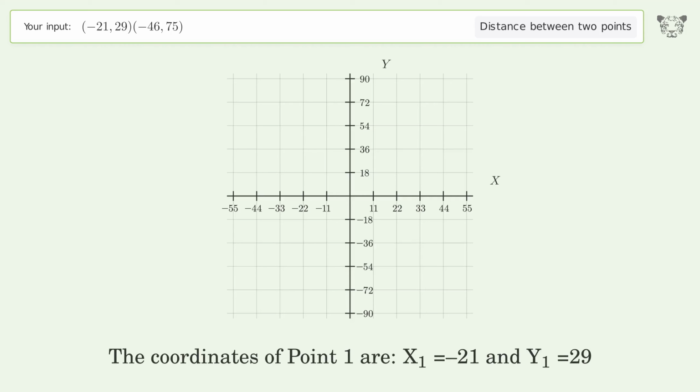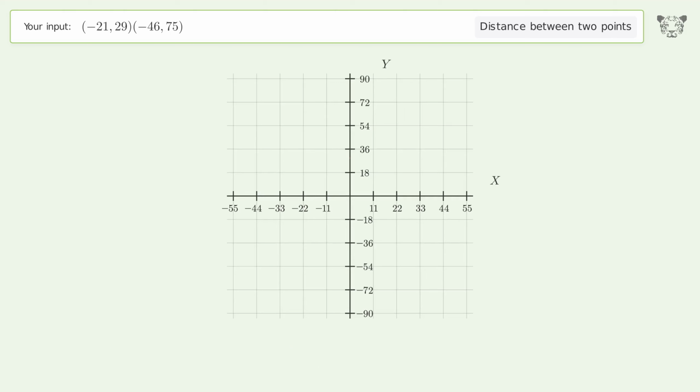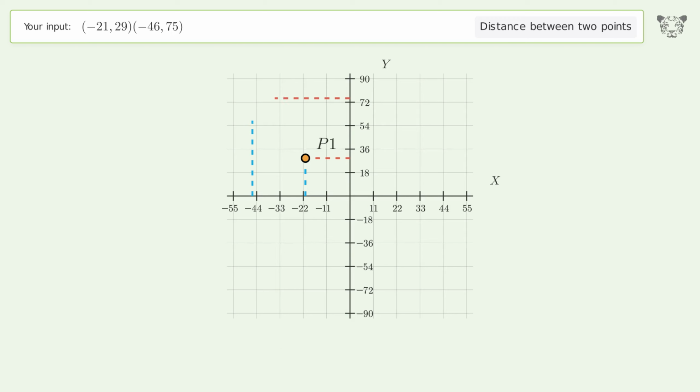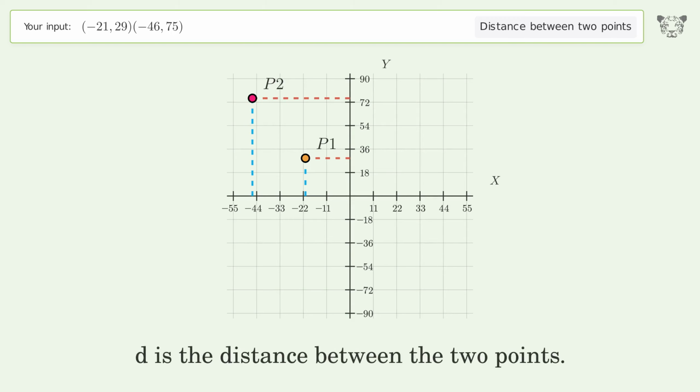The coordinates of point 1 are x1 equals -21 and y1 equals 29. The coordinates of point 2 are x2 equals -46 and y2 equals 75. D is the distance between the 2 points.